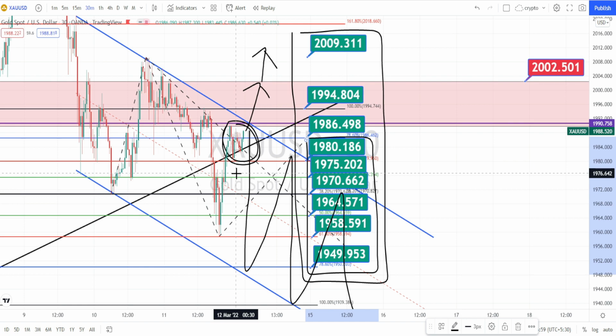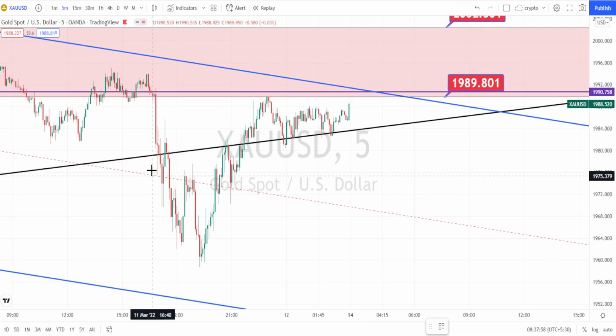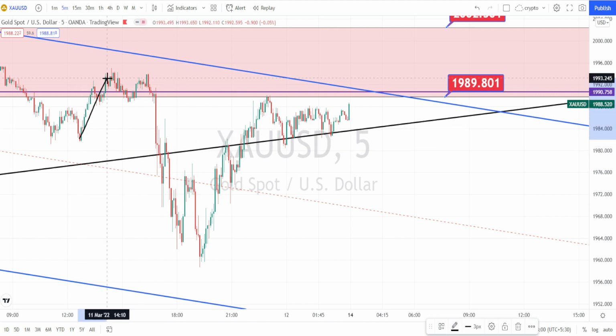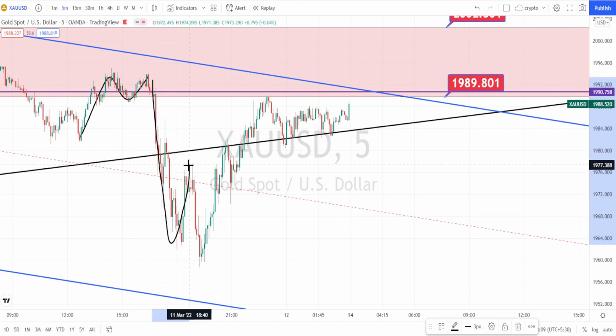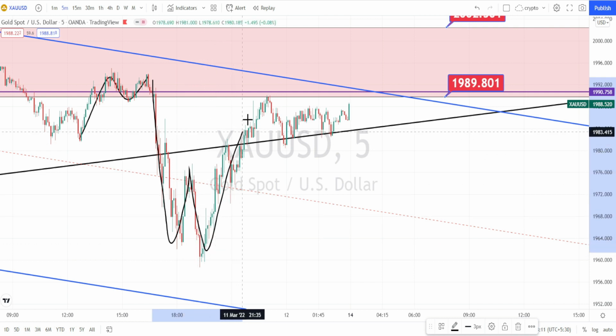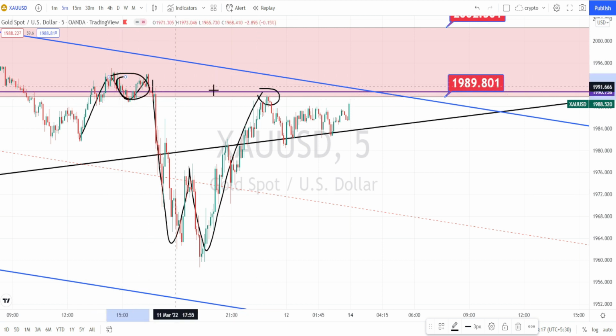Let us do the analysis in 5 minutes time frame. I'm in 5 minutes time frame now. When we look at the price action in 5 minutes time frame, it was trading around the level of 1993 and went on a bearish trend reversal and formed a double bottom pattern, and currently it is retesting the previous resistance level of 1990. This whole area is acting as a very strong resistance for the price action in 5 minutes time frame.